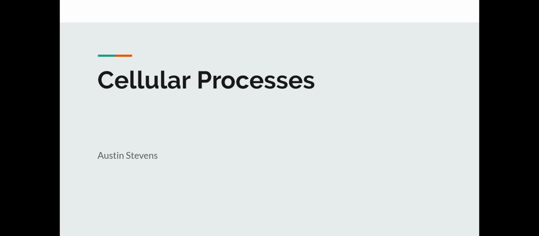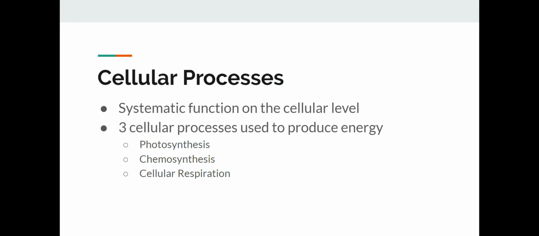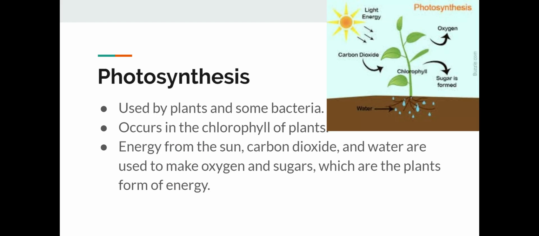Today we're going to be talking about cellular processes. Cellular processes are systematic functions on the cellular level. Today we'll talk about three of them, which are used to produce energy: photosynthesis, chemosynthesis, and cellular respiration.